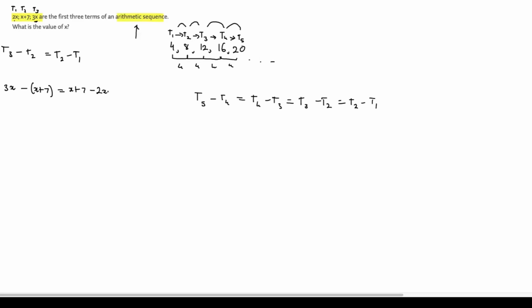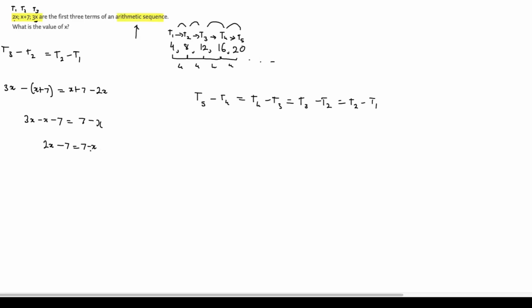Okay? And now we can rearrange this equation to solve for x. So if we expand the bracket on the left-hand side first, we get 3x minus x minus 7 is equal to x minus 2x becomes minus x. We get 7 minus x. Okay, now let's get all the x's on one side and all our numbers on the other side. So 3x minus x is 2x. The 2x minus 7 is equal to 7 minus x.